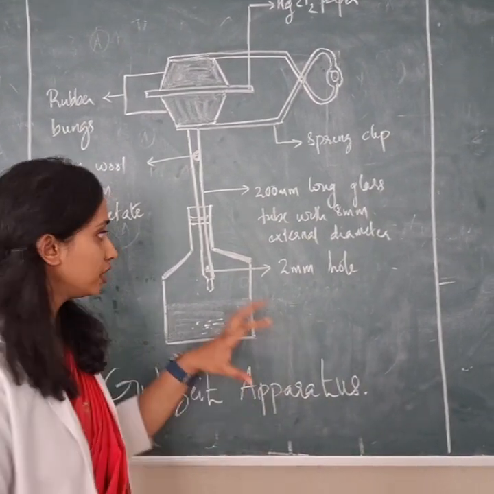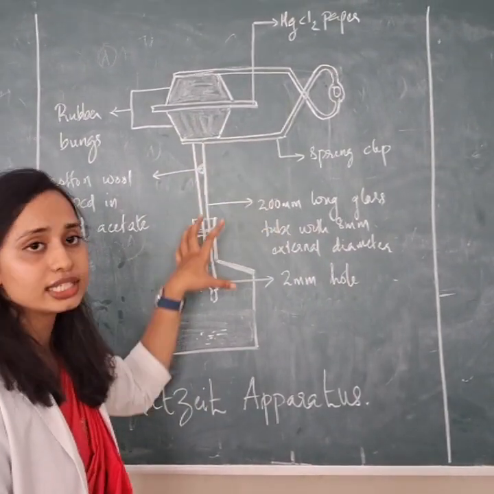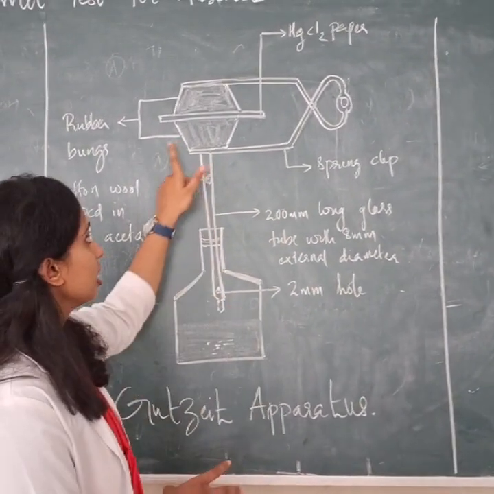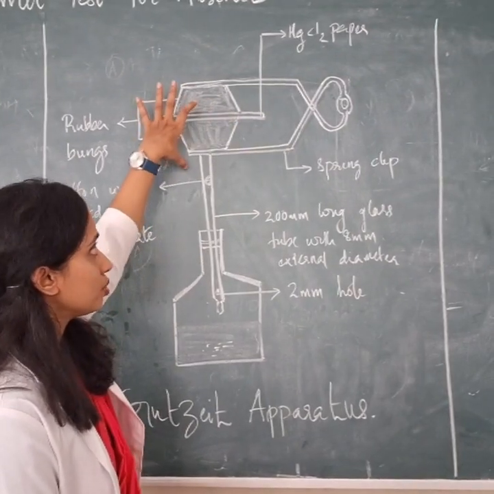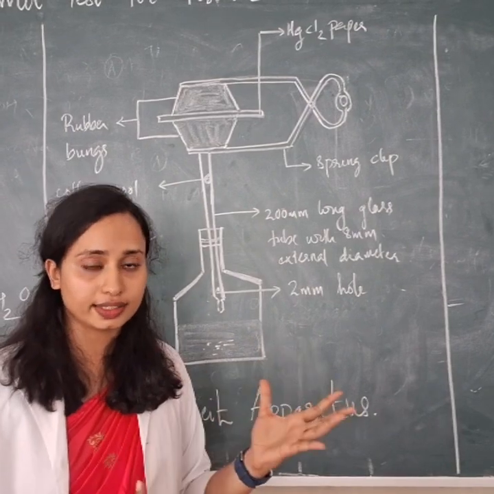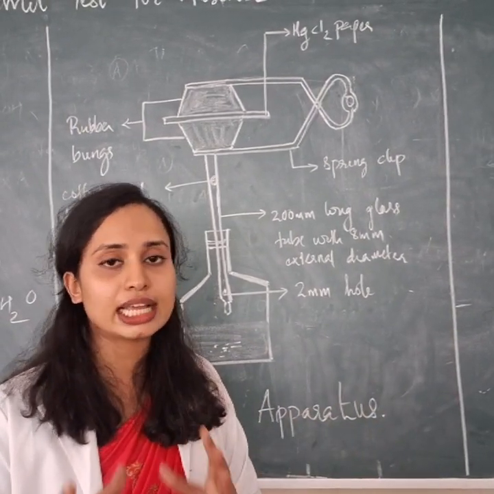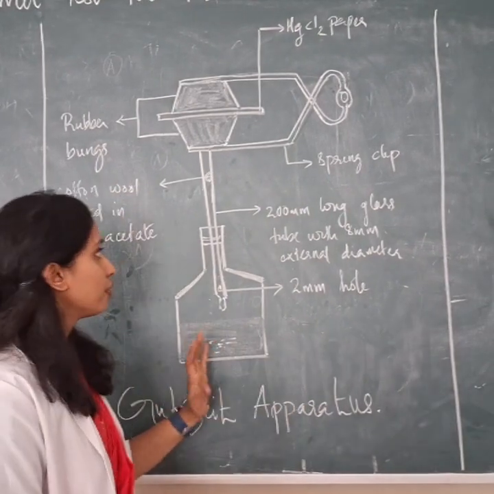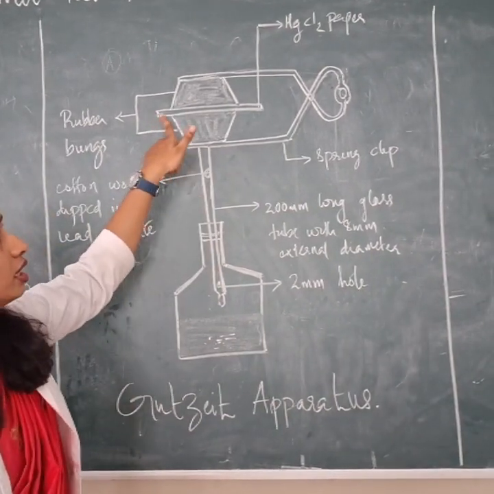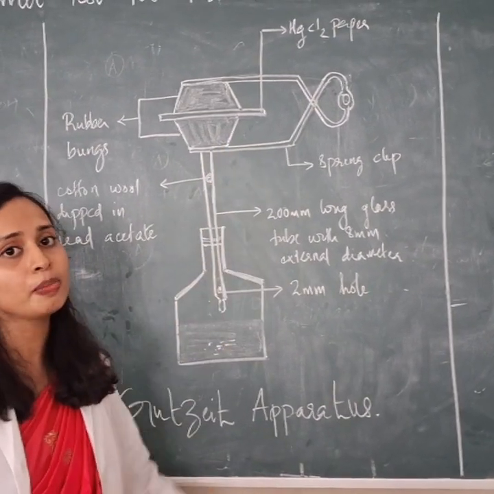So after addition of the contents and after arranging all these apparatus in the perfect place, such that the mercuric chloride paper is held between the rubber bungs, we are leaving it for 40 minutes without disturbing the apparatus. Then the arsine gas produced, when it touches the mercuric chloride paper, will produce a stain.